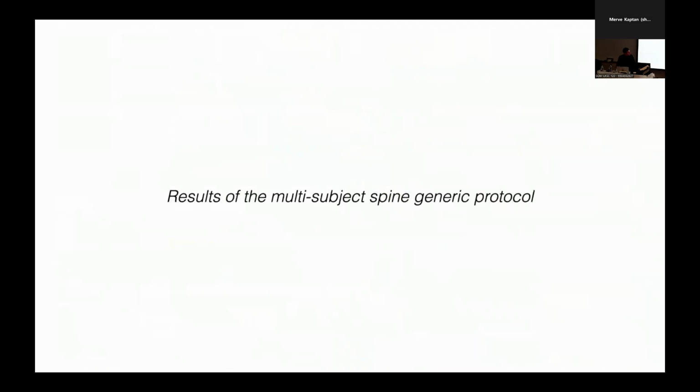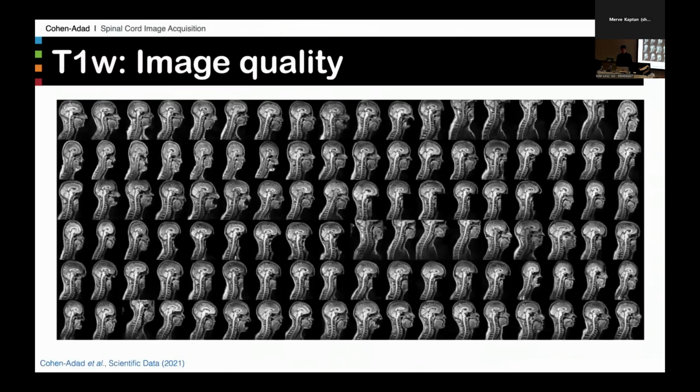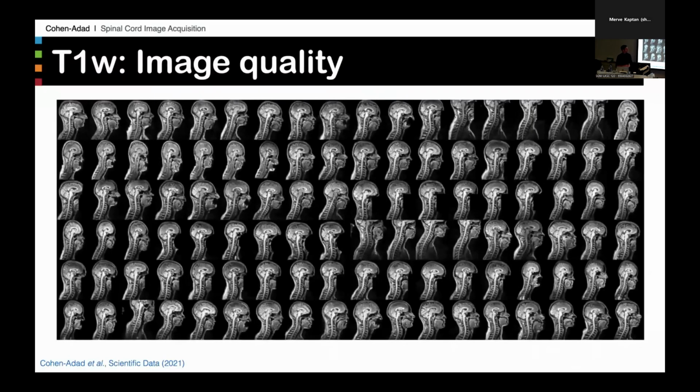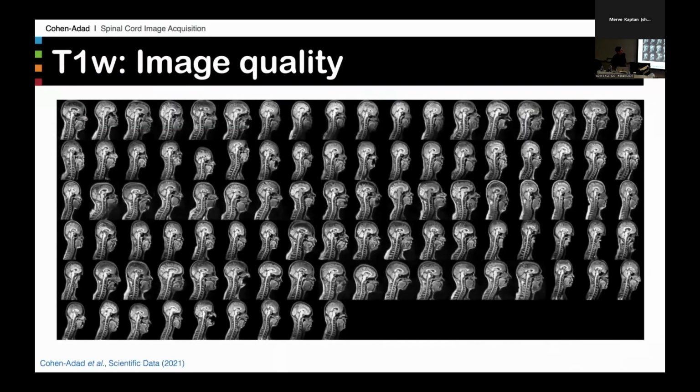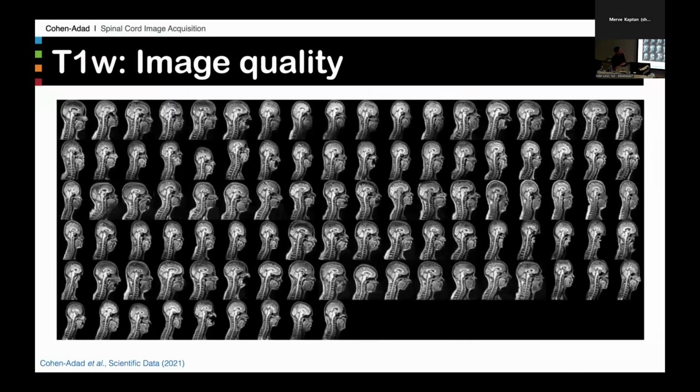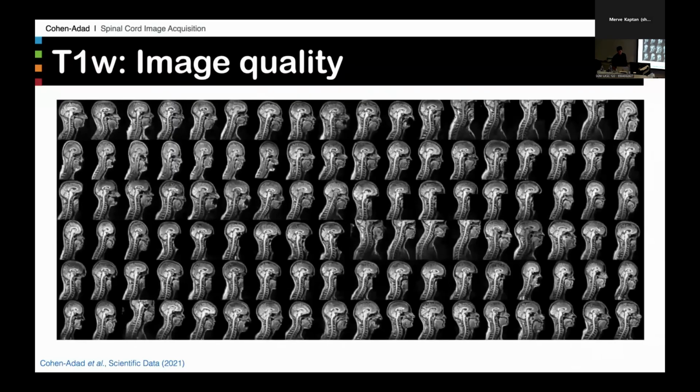But without further ado, I'm going to show you some of the results of the SpineGeneric protocol. The first thing we want to look at is the data. If we create a mosaic of all the scans that were acquired across the 267 participants, this is what we get. We can observe fairly good consistency of FOV placement and contrast. You see that in some cases, some sites made some mistakes here and there, but I would say overall it looks pretty good.